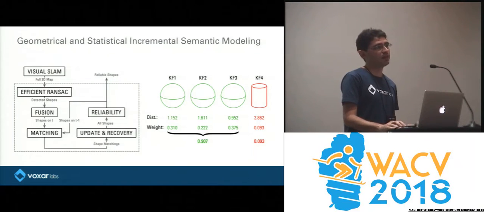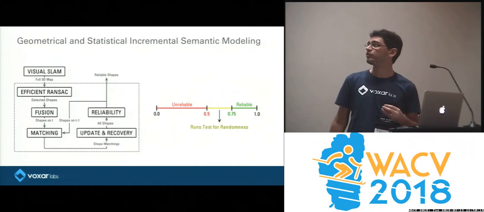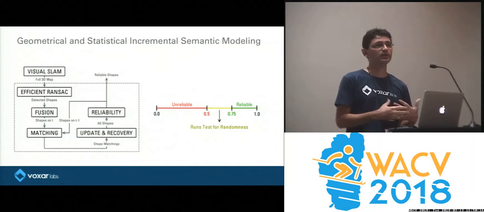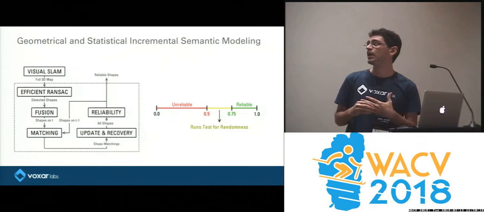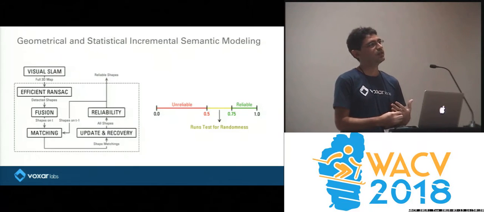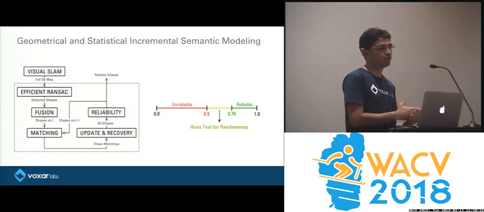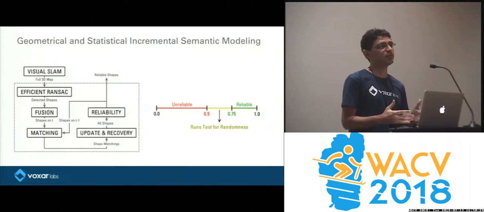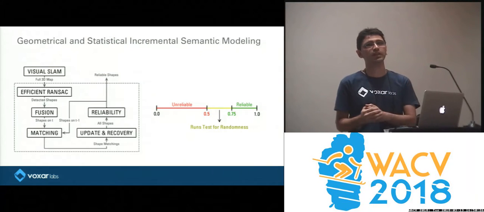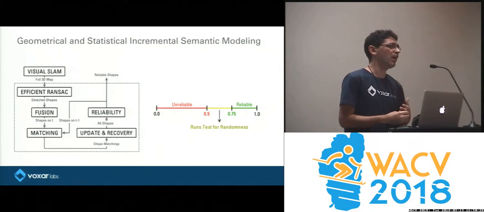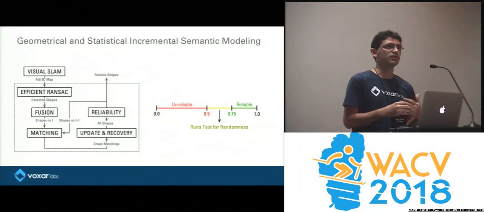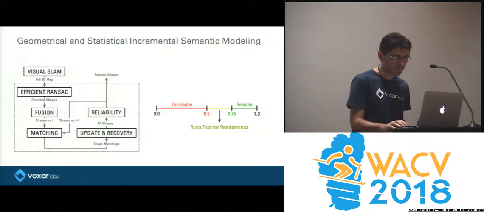But sometimes this weight is not enough to detect the primitives. When this happens, we run statistical evaluations. Basically, we look at the history of the detection, and we see if this history of detection is random or not. Only non-random detections are considered reliable.